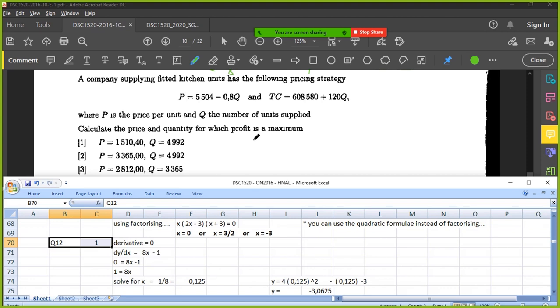Okay, so they want maximum profit. So that's derivative again. Yes, but what must you do first? Walk me through your steps.